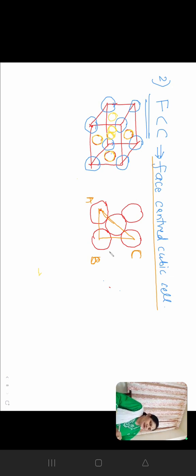Okay, so face center cubic cell. Can you imagine it in top view or side view? There are 4 atoms at 4 corners, and at the center one atom is there. Now suppose you draw a triangle ABC, then do you know that AC square, that is hypotenuse, is equal to AB square plus BC square? Yeah.